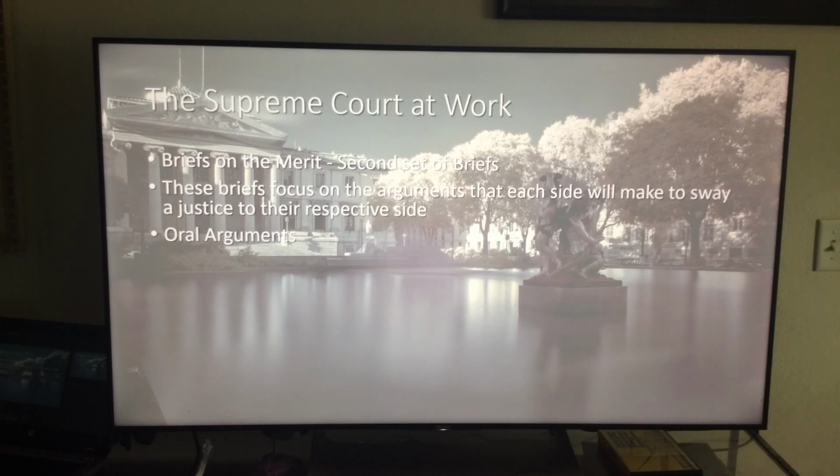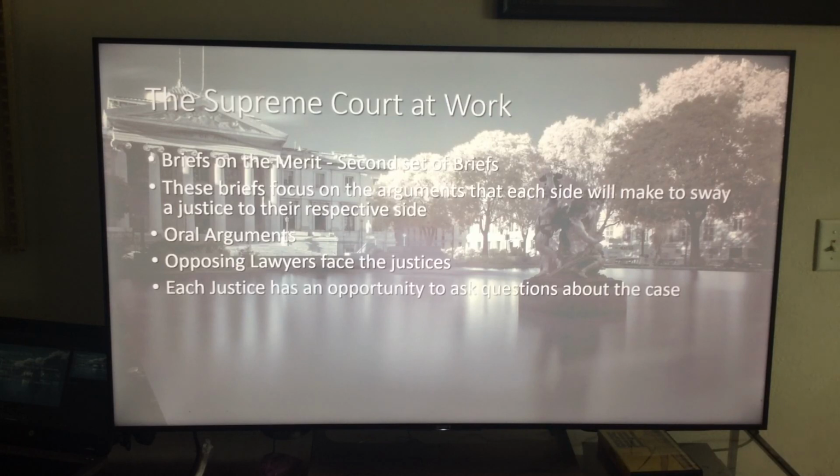After they take your briefs on the merit, study them, then they set your court date, and then they hear oral arguments. So each lawyer has about an hour to make their arguments in front of the Supreme Court. All 9 justices can ask any questions they want during oral arguments because they know all your arguments beforehand. So they're going to question you on, did you take this other case into consideration when you're making this argument? So they're going to ask you a bunch of questions as you are making your case. So opposing lawyers face the justices. Each justice has an opportunity to ask questions because they know all the arguments that you're making from the briefs on the merit.